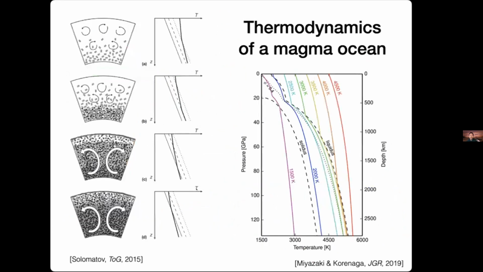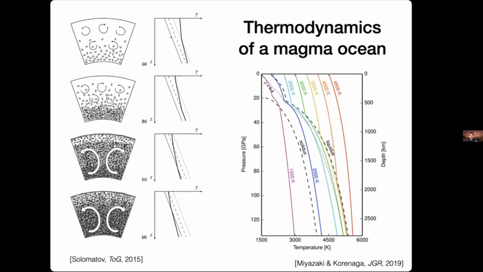Again, this is a cartoon showing how a magma ocean solidifies. This is a cartoon I'm talking about. This dotted line is a liquidus, and this solid line is a solidus, and this dashed line is a melt fraction for the temperature for critical melt fraction, like where you should have rheological transition, okay?